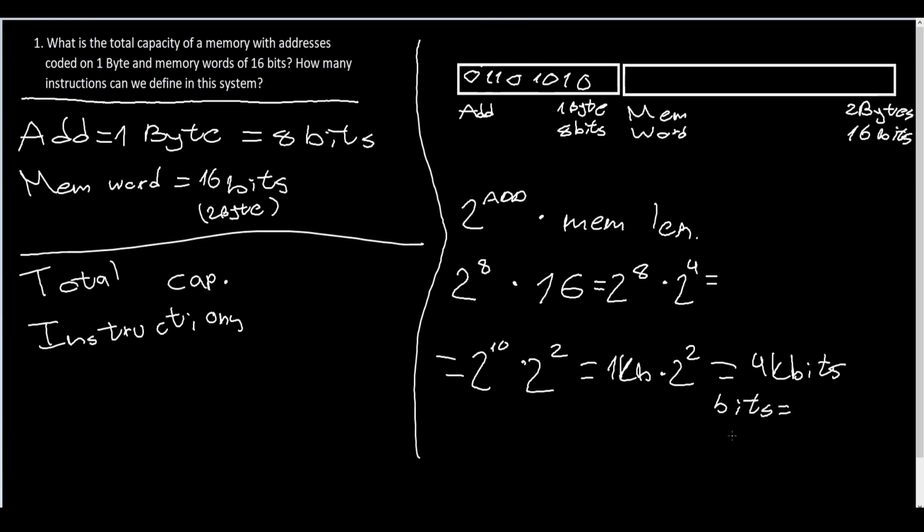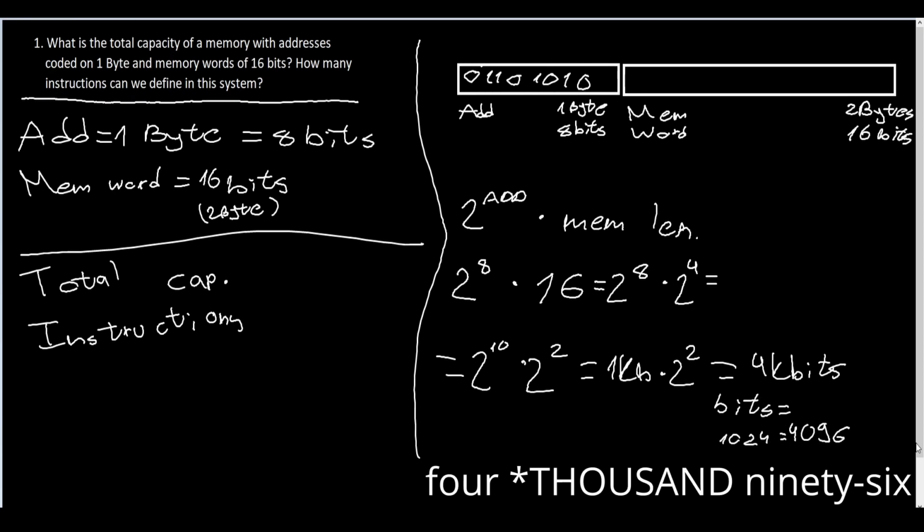Well, 1 kilobit is equal to 1024 bits. So this would be 4 times this, which is equal to 4096 bits.